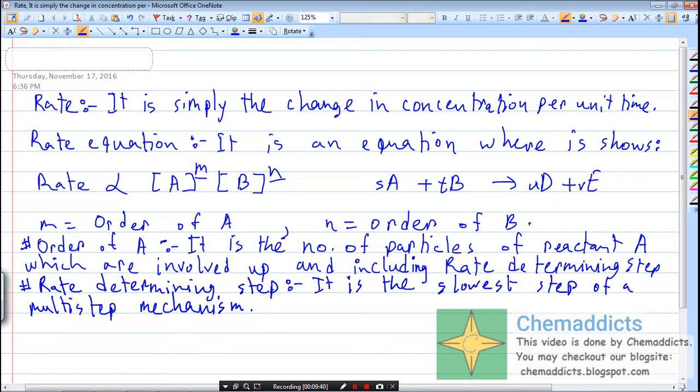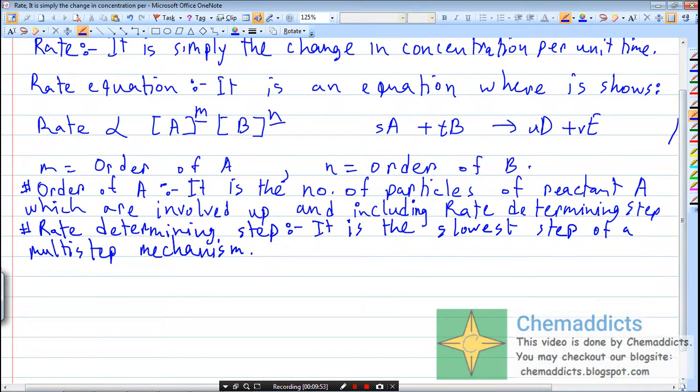Did I miss anything? Rate equation, fine. Rate is proportional to this, so we can modify this rate equation. Rate is equal to k, A to the power m, multiplied by B to the power n, where k is the rate constant.